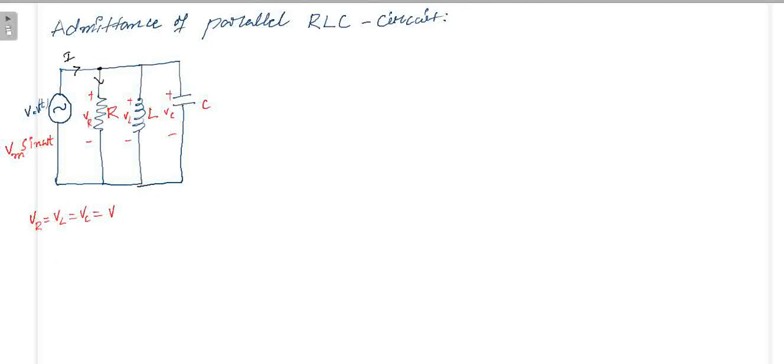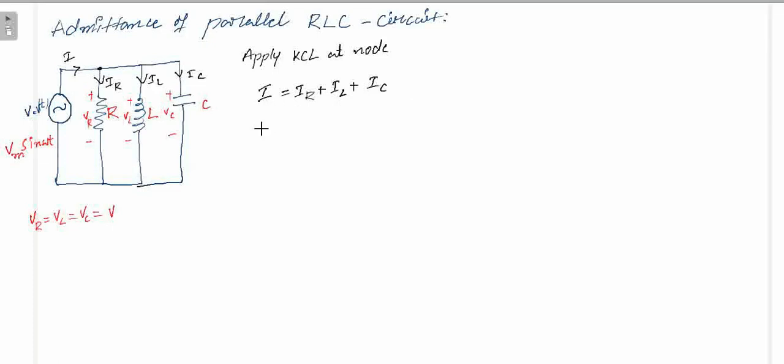It is divided into IR, IL and IC. Now apply Kirchhoff current law at the node. By applying Kirchhoff current law, entering current is equal to sum of the leaving currents: IR plus IL plus IC. This I is nothing but the total current.